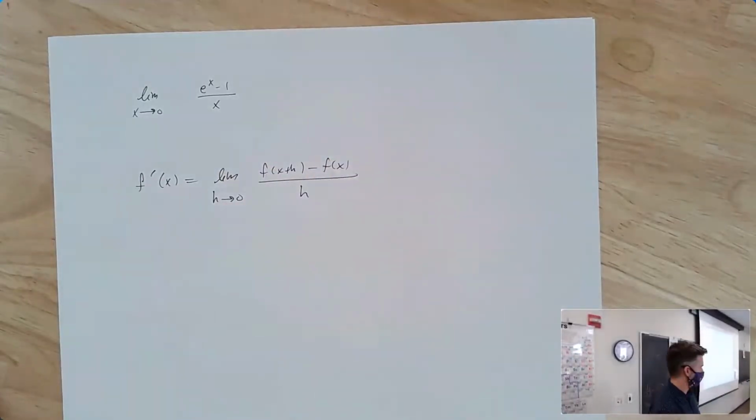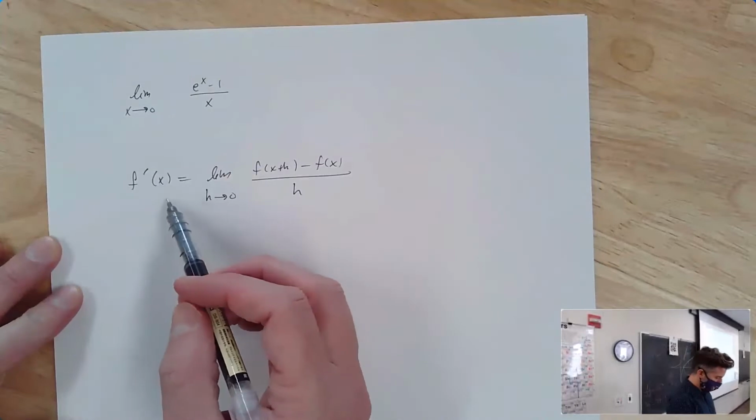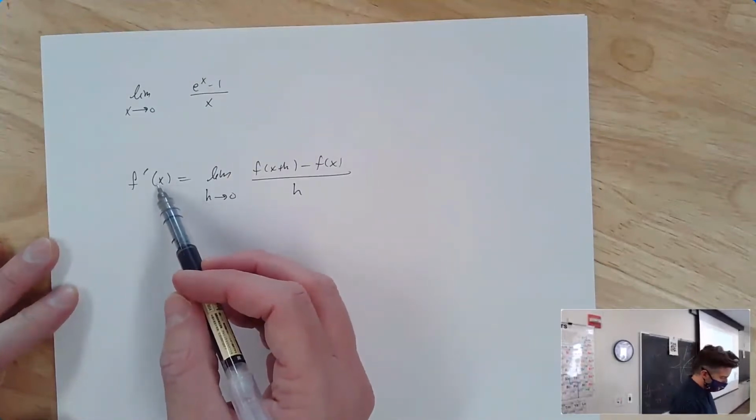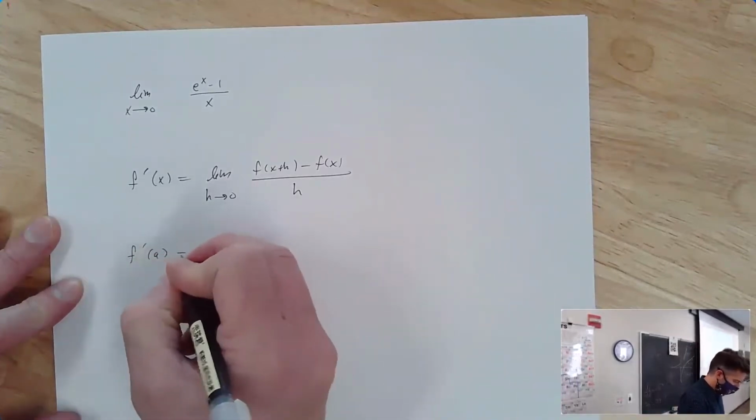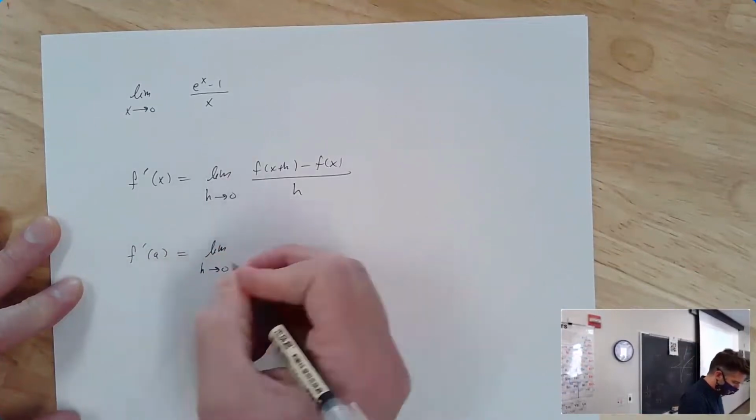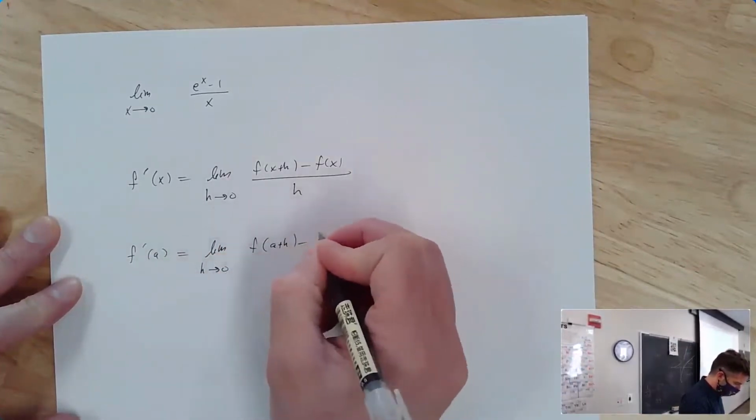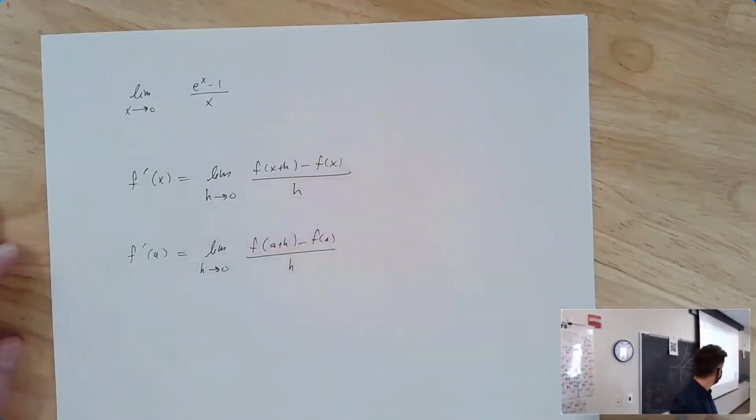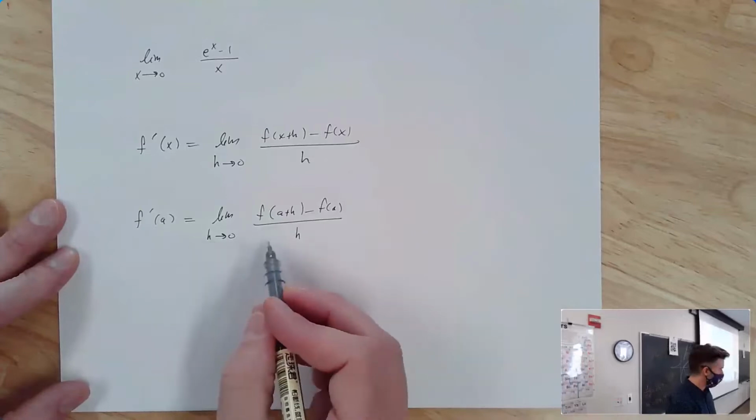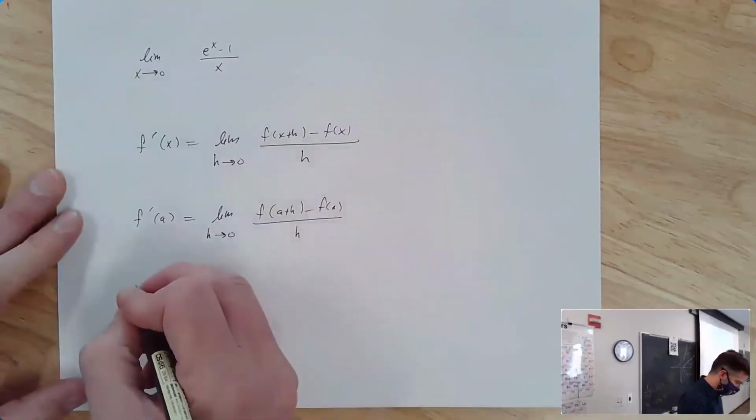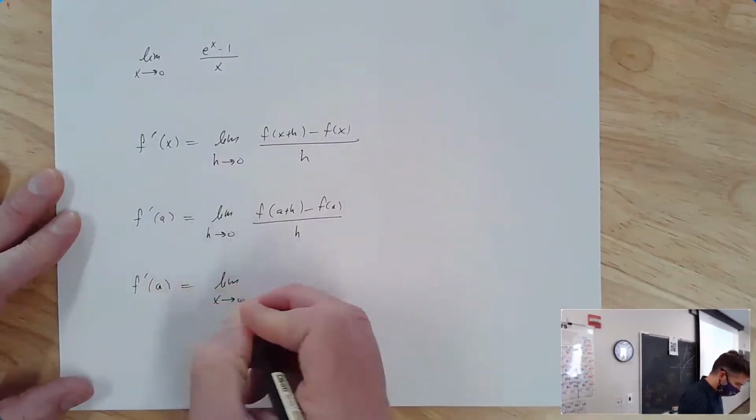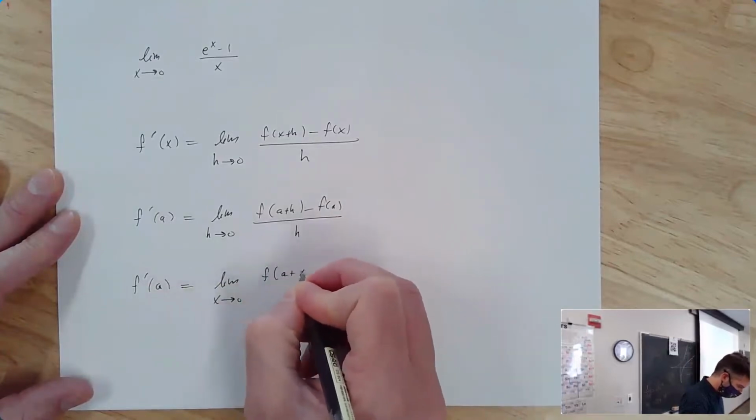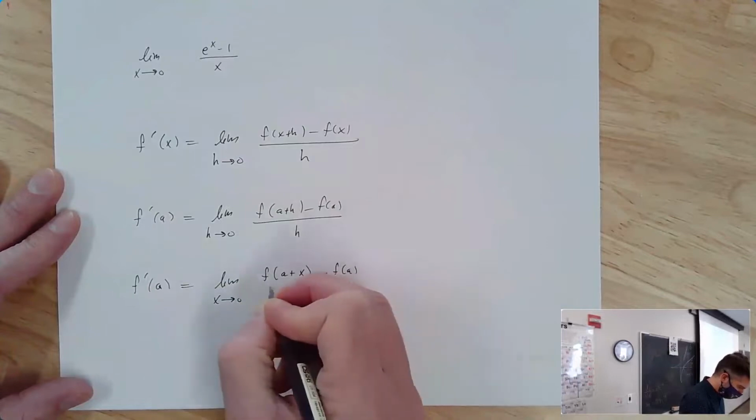Here's the limit definition of the derivative. That's the derivative at any value x. But you can also write it as at a point a, the derivative is the limit as h goes to 0 of f of a plus h minus f of a all over h. Or using x instead of h's to make it more similar to this, you could say that f prime of a is equal to the limit as x goes to 0 of f of a plus x minus f of a all over x.